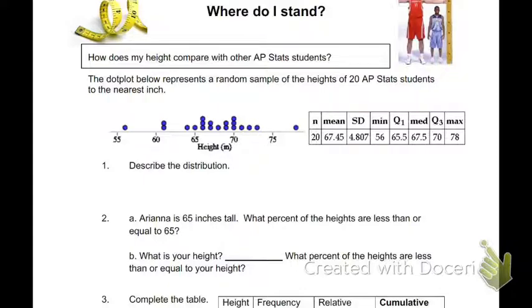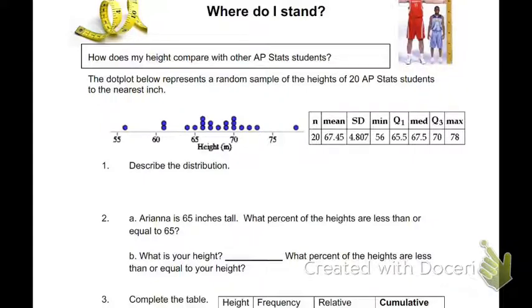So you talked about the high outlier. Did anybody identify anything else that they're like, I think that might be an outlier too? Yeah, there's an outlier at 56 inches. Yes. 56 inches is an outlier. And that one at what, 78? Yeah, okay, there we go.